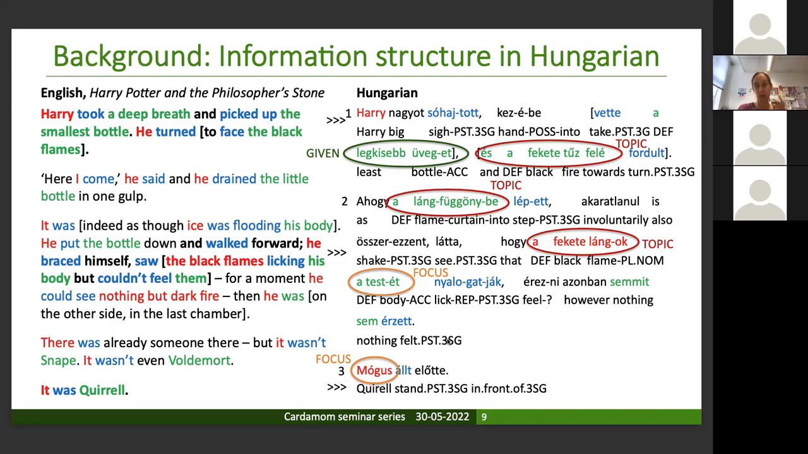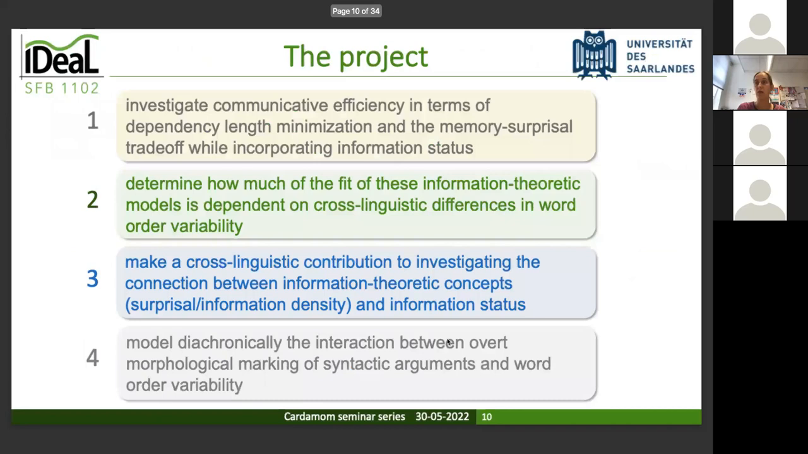So Hungarian clearly organizes constituents very differently from a fixed word order language like English. And if we want a comprehensive analysis of communicative efficiency in terms of dependency length and in terms of the memory-surprisal trade-off, we need to incorporate information structure. So how do we set out to do this? The project that we are embarking on is part of SFB 1102 here at Saarland University, which was just granted funding for 4 more years, in which this project will actually take place. And we heard about this last week, so yay for that.